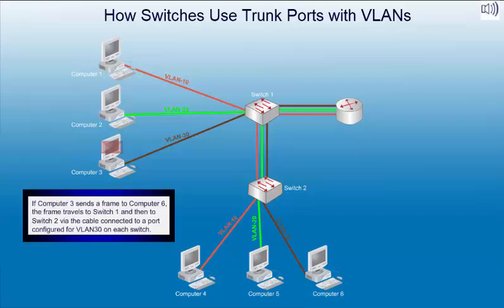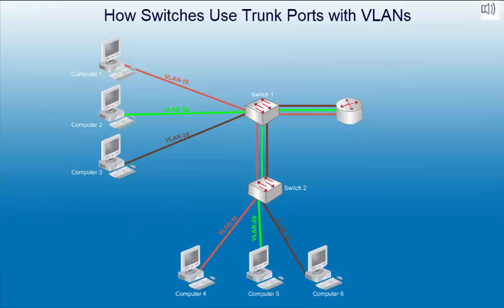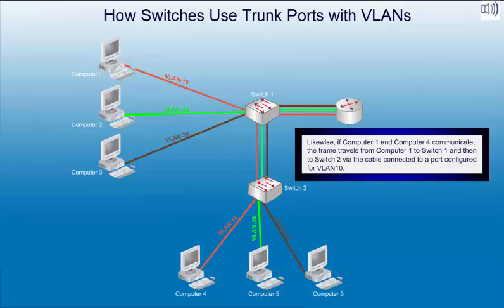If Computer 3 sends a frame to Computer 6, the frame travels to switch 1 and then to switch 2 via the cable connected to a port configured for VLAN 30 on each switch. Likewise, if Computer 1 and Computer 4 communicate, the frame travels from Computer 1 to switch 1 and then to switch 2 via the cable connected to a port configured for VLAN 10.